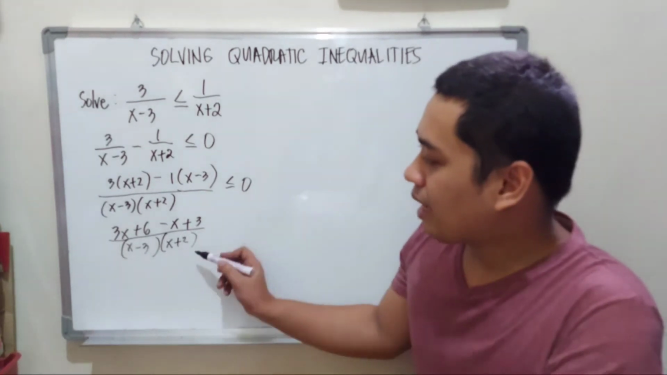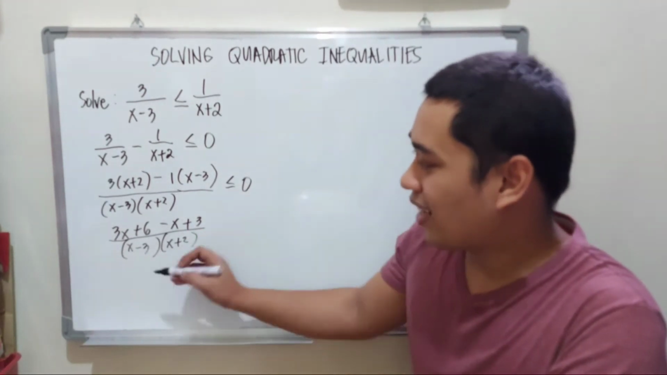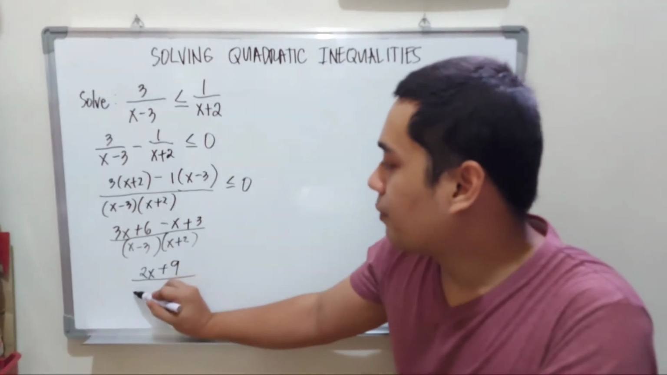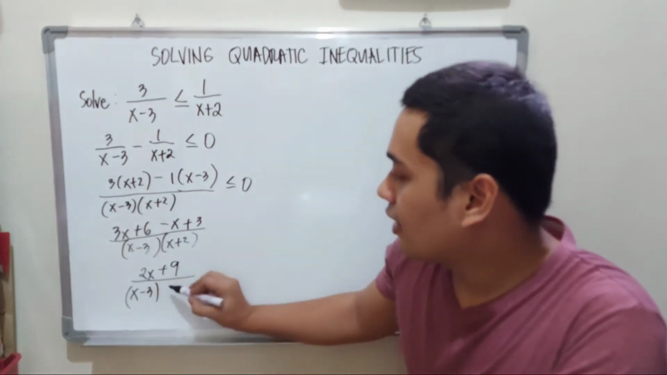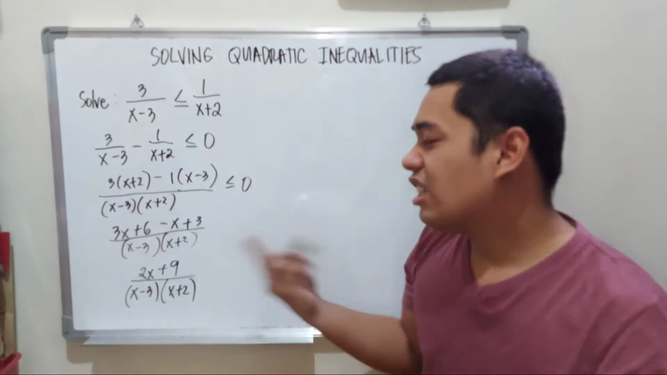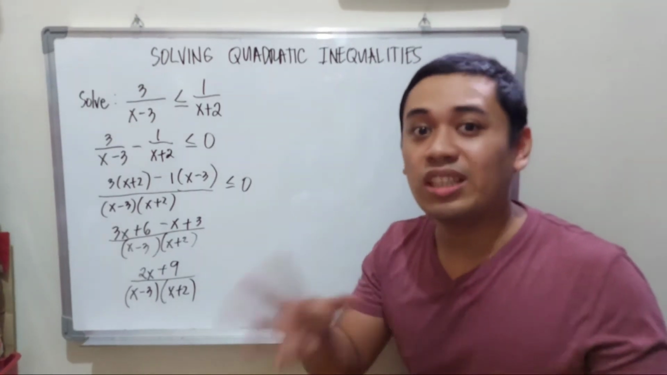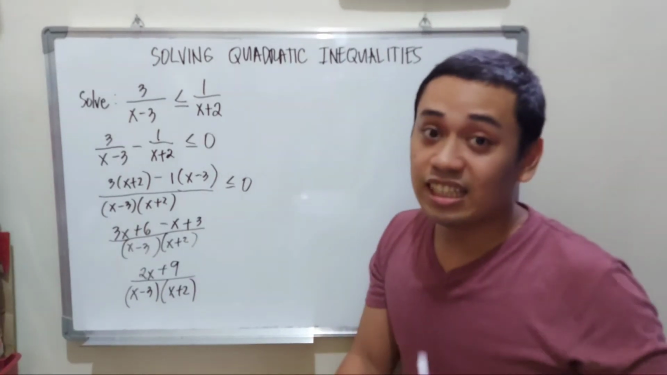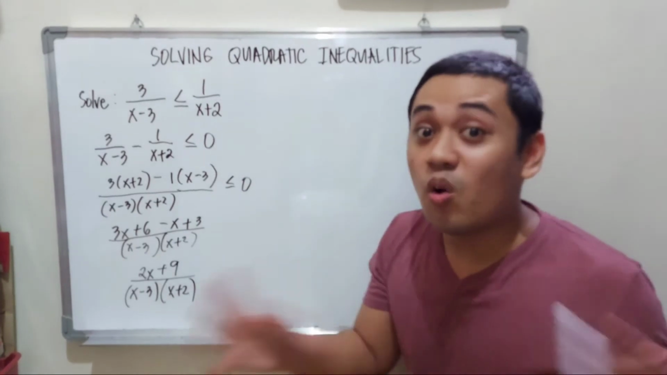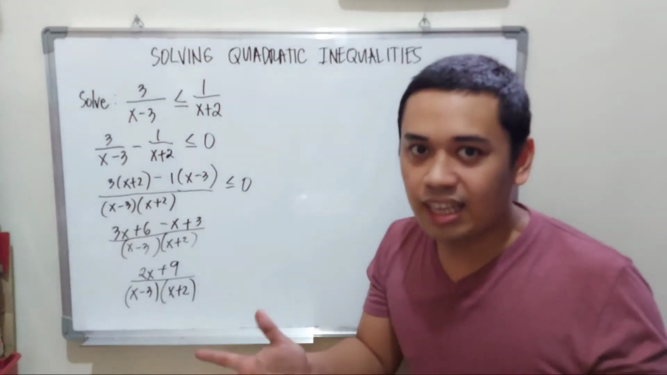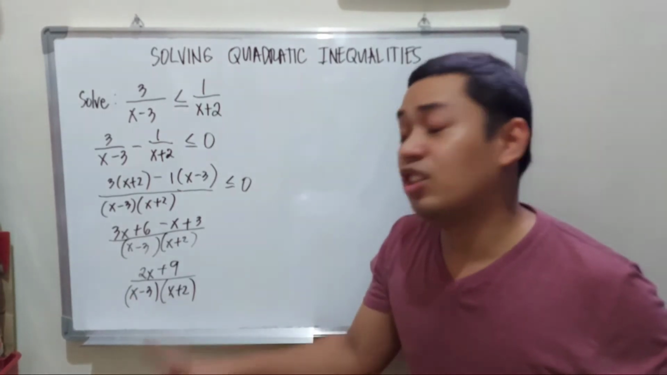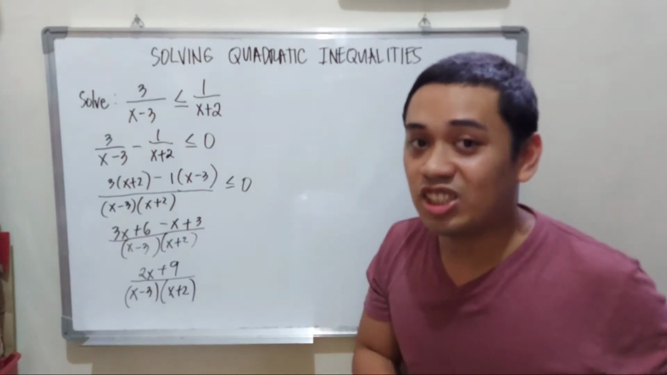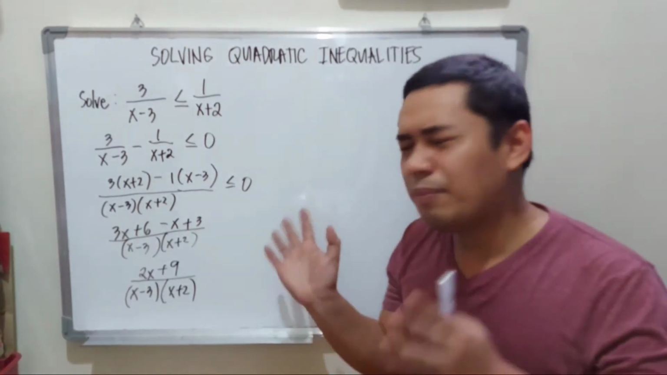Sunod, magkakaroon na tayo ng final answer na 2x plus 9 over x minus 3 times x plus 2. Hindi na natin siya i-multiply pa para maging quadratic. Pero alam na natin na pag may dalawang factors, quadratic yon kasi iisa-isahin din natin yung mga factors na yan sa pagsa-sign graph. Kaya okay na siya na naka-factor form. Alam na natin na quadratic siya because we have two values of x to be multiplied together. Pero sabi ko nga, mas maganda na iti-treat natin siya as factor form para mas madaling tignan para sa atin.